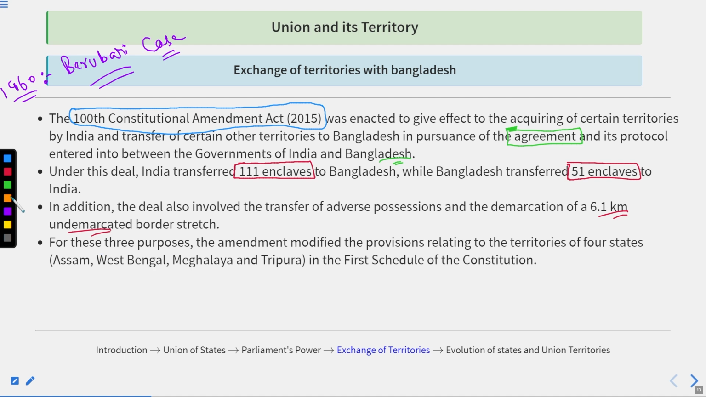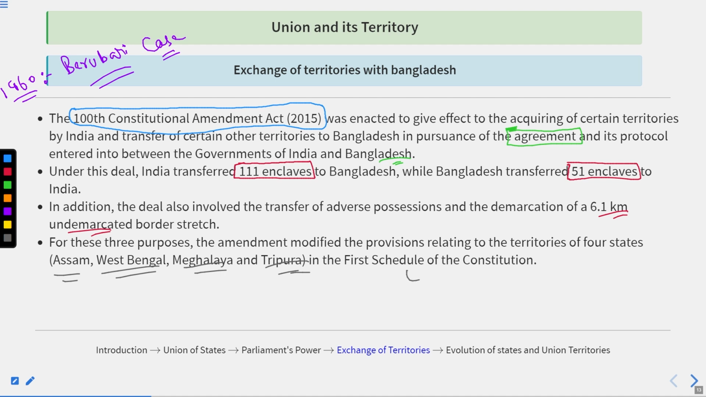Our main focus was on two things. First, the exchange of the enclaves, and second, to revoke the adverse possession and demarcate the 6.1 kilometer undemarcated border stretch so that these things could be controlled in the future. For these purposes, the amendment modified the provisions relating to the territories of four states. And what were these four states? Assam, West Bengal, Meghalaya, and Tripura, in the first schedule of the constitution.